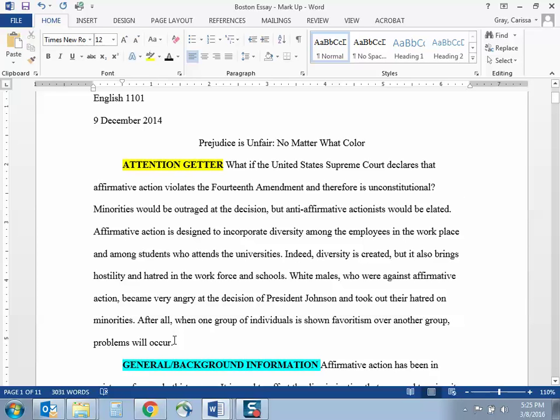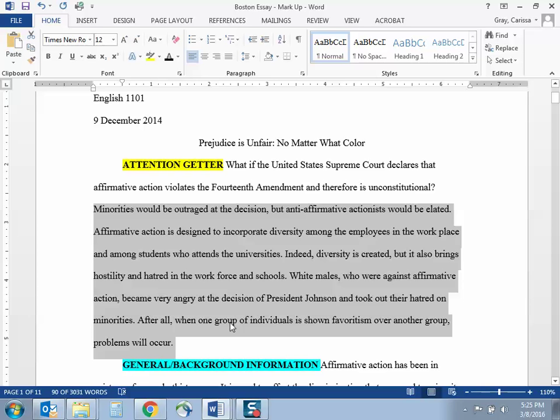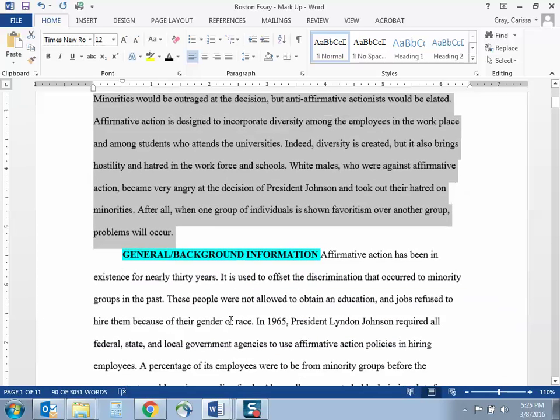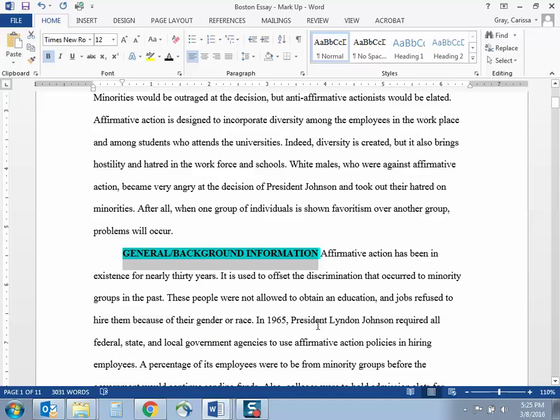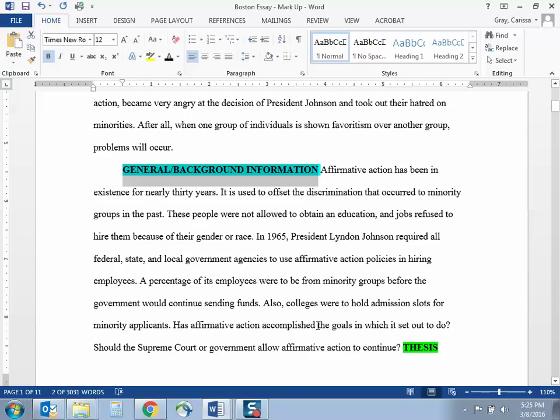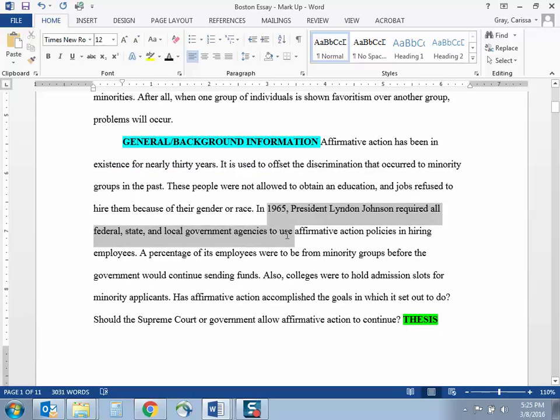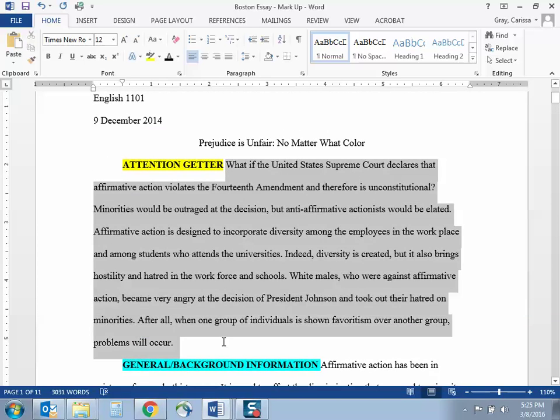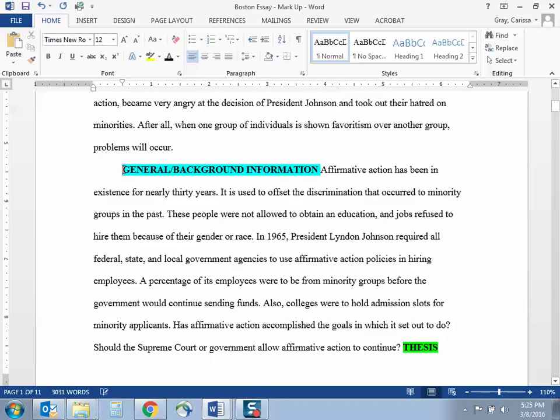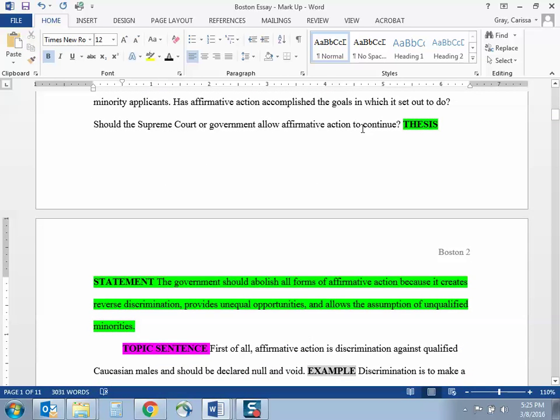Next, she's going to have all of this information to get my attention, to get me engaged. The next paragraph, she's going to give me some background information on affirmative action in America. Listen up. Affirmative action has been in existence for nearly 30 years. And she goes all the way back to 1965 with President Lyndon Johnson. So the first paragraph is to get the reader's attention. The next paragraph is to give background information. The very last sentence in your paragraph here is the thesis statement. It should be your position, your side of the issue.